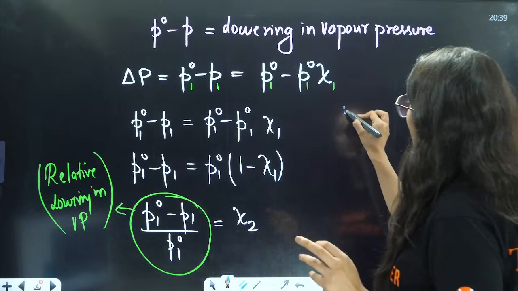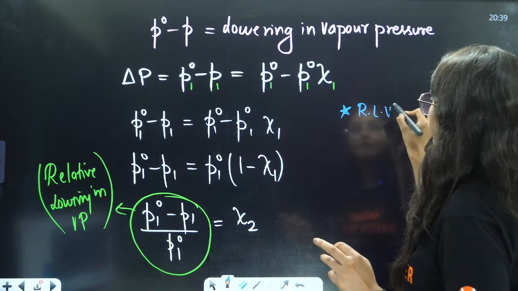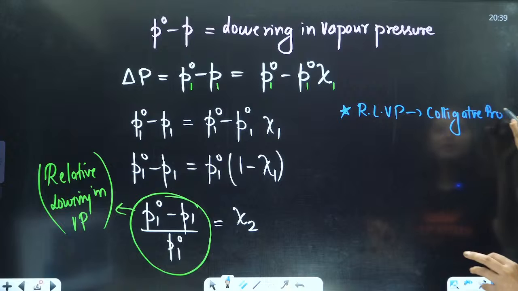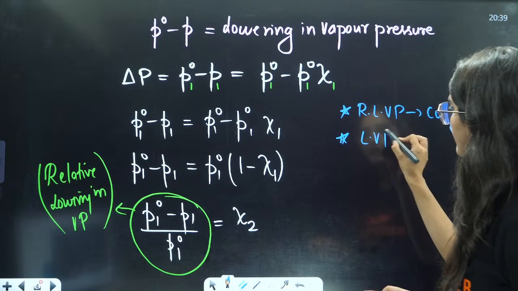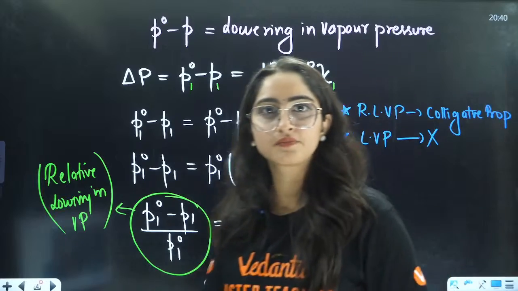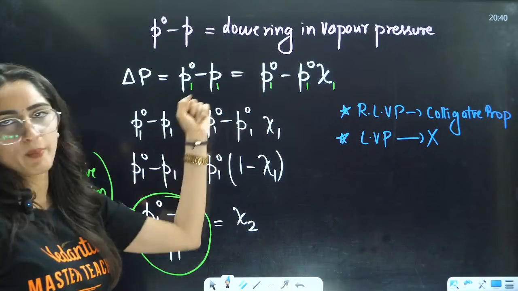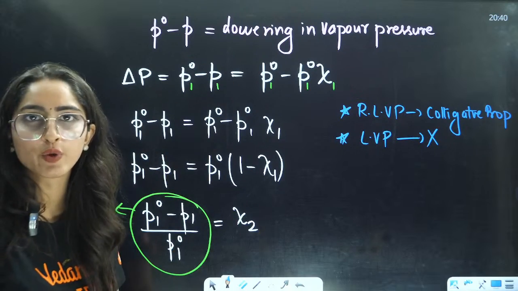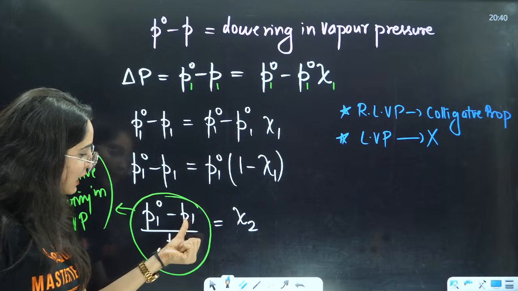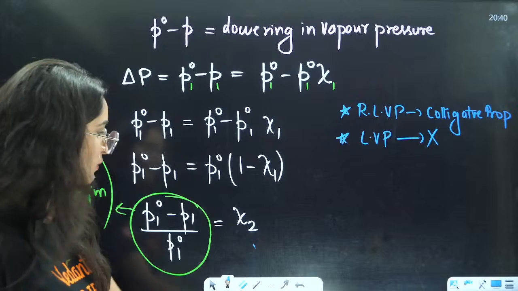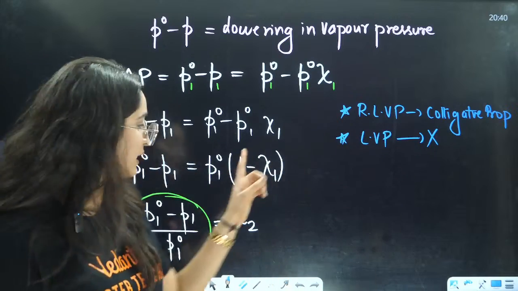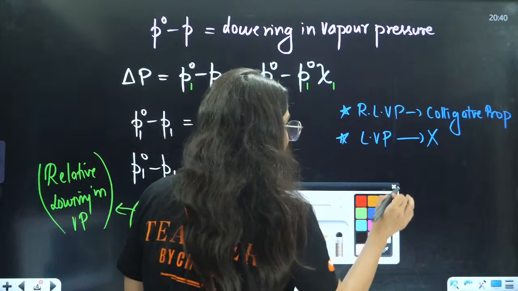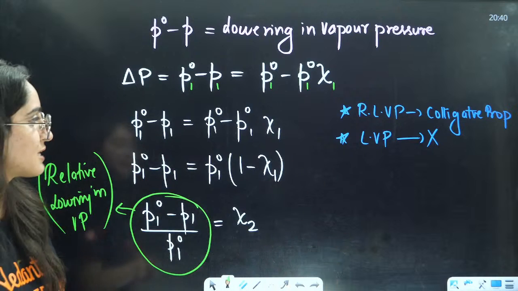First is, relative lowering in vapor pressure is a colligative property. Lowering in vapor pressure is not a colligative property. P naught minus P is not dependent on the number of moles of solute. Rather, P naught minus P divided by P naught is dependent on the number of moles of solute. So this is not a colligative property. This is a colligative property, right? Relative lowering is a colligative property, right? Okay. First question, this they can ask you.